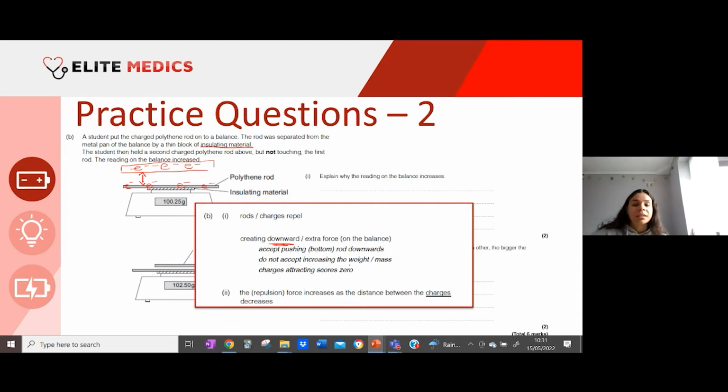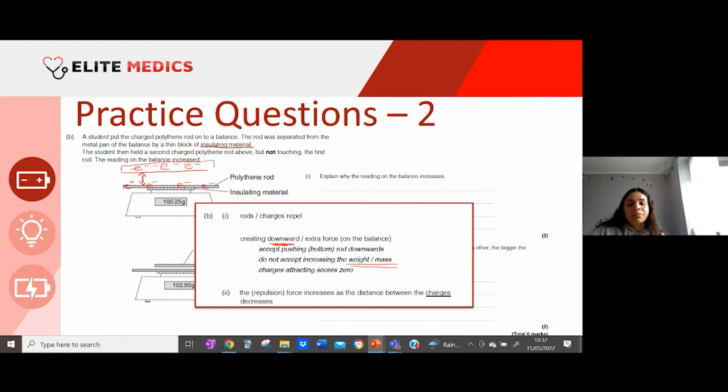Do not accept increasing the weight or mass, because we have to be quite specific in what we're saying. The rod actually doesn't increase in weight. We're not putting anything else on the scale. So weight or mass actually doesn't change. It's this force. It's like pushing down on the scale with your fingers almost. You're kind of cheating. You're pushing something with extra force and giving a false reading.